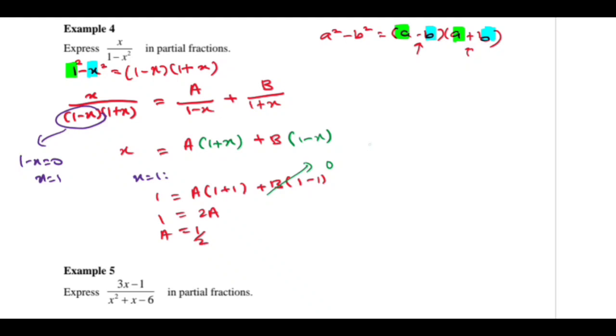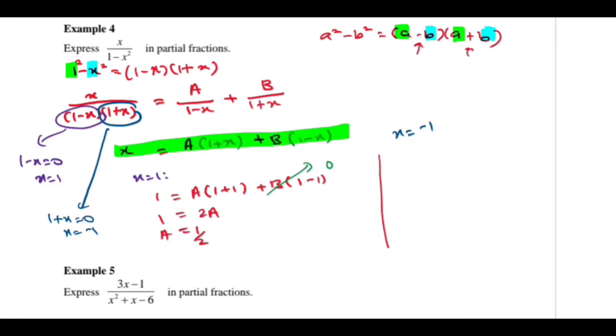Next, to find b, we can just substitute the other factor, which is x plus 1. 1 plus x equal to 0, x is equal to negative 1. So substitute in x equal to negative 1 into the formula highlighted by green here. So just negative 1 equal to a times 1 minus 1 plus b times 1 minus negative 1. So 1 minus 1 is just 0, so you're left with 1 plus 1. So this is 2b equal to negative 1, b is equal to negative 1 over 2.